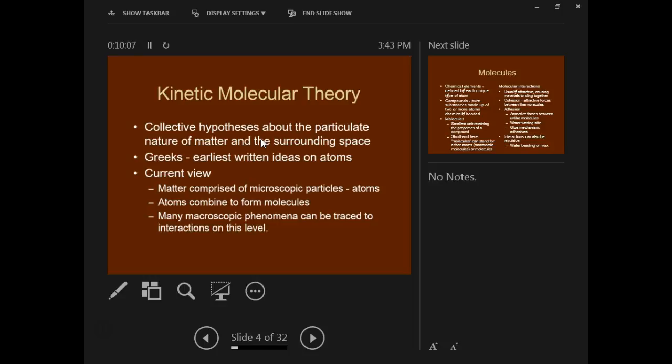The current view, matter is composed of microscopic particles, atoms, but they combine to form molecules. Now, atoms are the smallest particle of a given element. The things that are listed in your periodic table, those are the elements, okay?